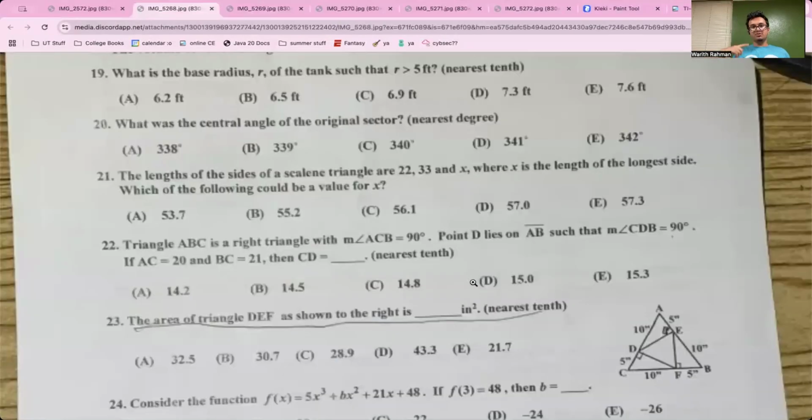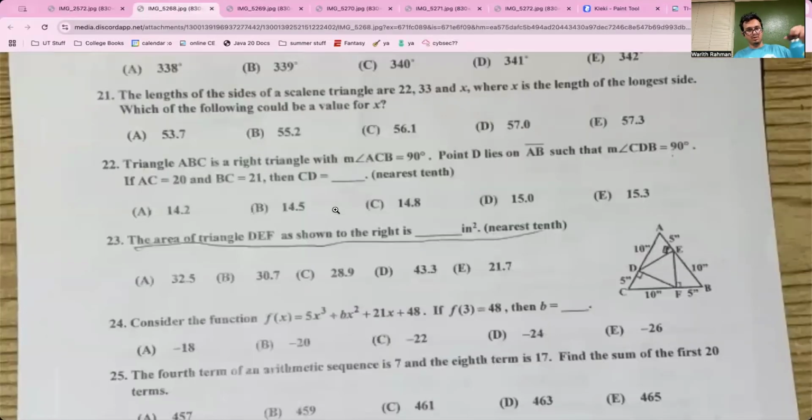In general, the triangle inequality is more used in the sense where the sum of any two sides must be greater than the third. In this case, the sum of 22 and 33, 55, must be greater than x. Only one of these choices is less than 55. 55.2, 56.1, 57, and 57.3 are all too big. So the answer is 21A. So we don't have to worry about the scaling bit.